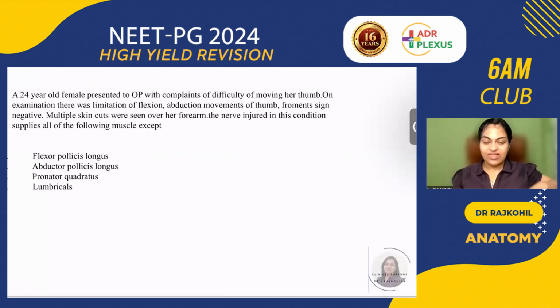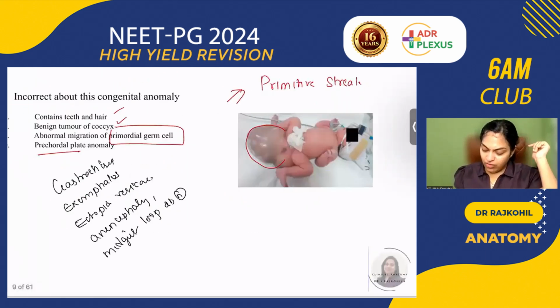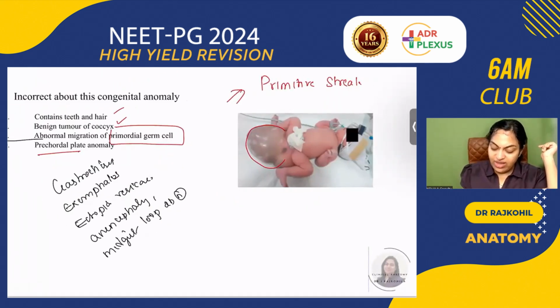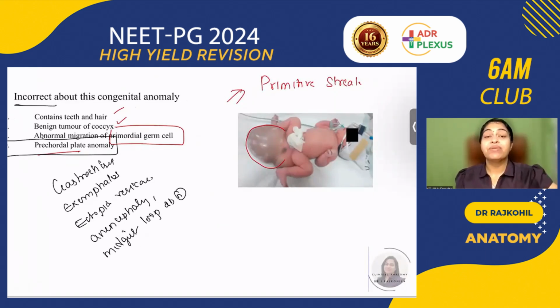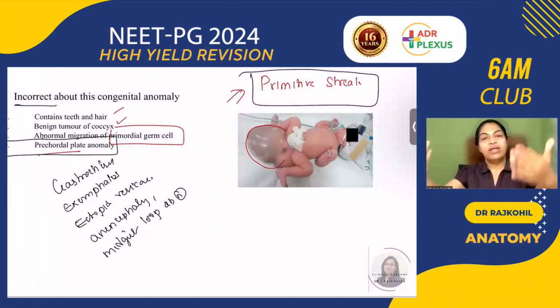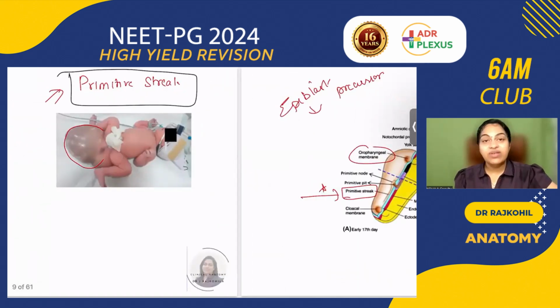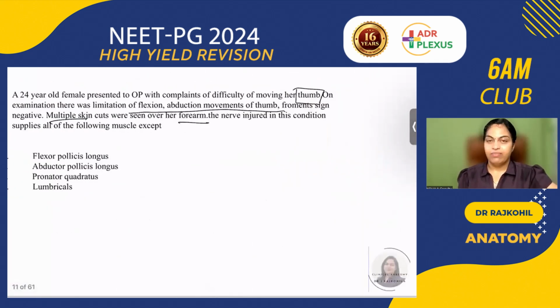Okay. Coming to this, easy. A 24-year-old female, difficulty moving the thumb. What nerve do you want to clinch on? Multiple skin cuts over the forearm. The answer for the previous question: they've asked the incorrect statement. It is an anomaly of the primitive streak, doctor, not the precordal plate. Precordal plate is found at the cranial end of the embryo, primitive streak at the caudal end of the embryo.